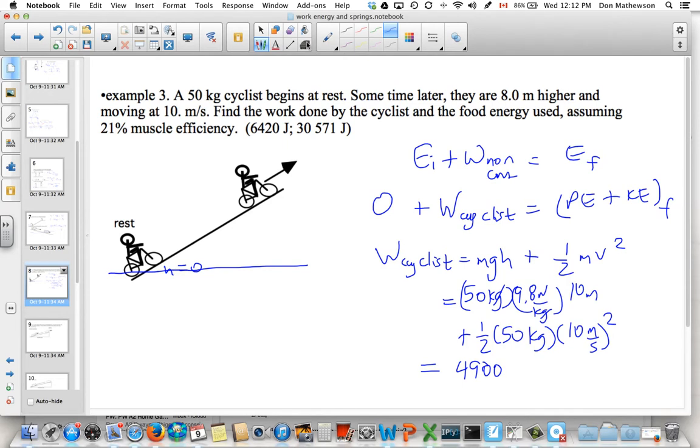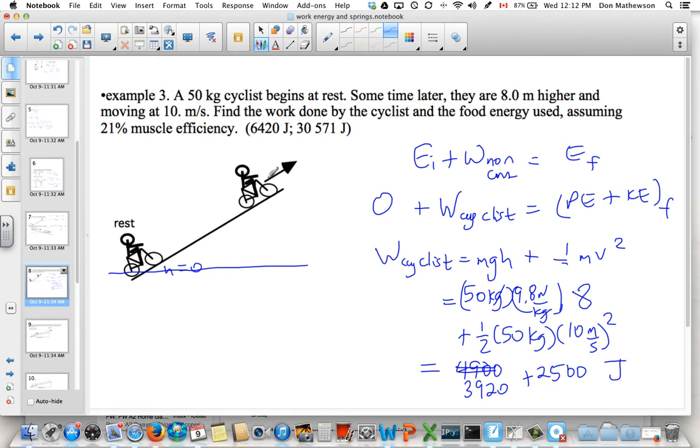Okay, there's my problem. That wasn't 10 meters high. They just end up 8 meters high. So I just needed to fix that because the height is 8. And so now that ends up being 3920, and this ends up being 2500, both in joule units. So you get 6420 joules of useful work done by the cyclist.